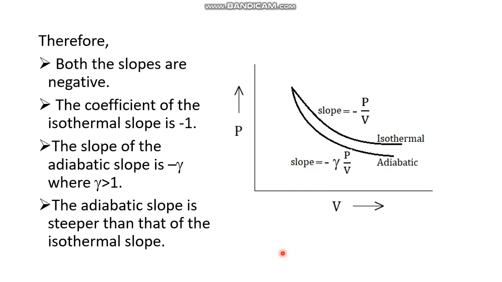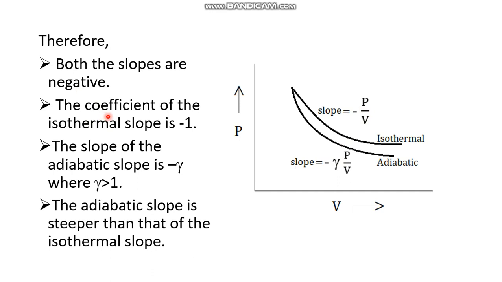We are drawing the conclusion now. Both the slopes are negative. Here, look, this slope is for the isothermal expansion and this slope for the adiabatic expansion. So this is definitely steeper than this one. Here the value is minus P by V, and here it is more negative than minus P by V, and this value is definitely greater in modulus than minus P by V. This is minus gamma into P by V.